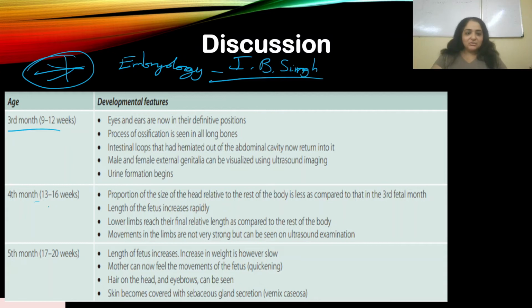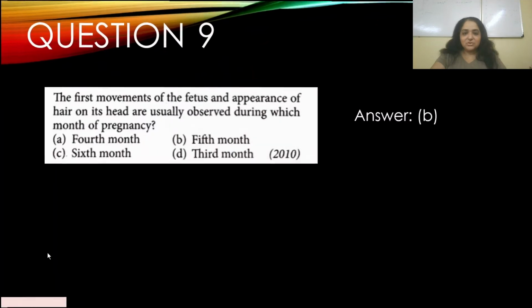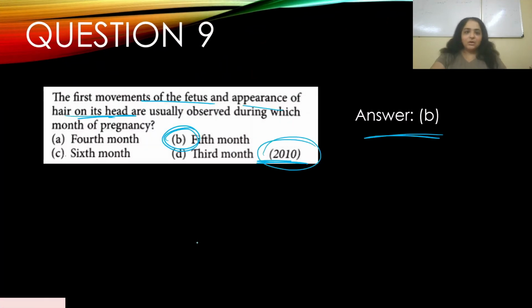So you have 3rd month, the 4th month, the 5th month. Over here you can see the mother can now feel the movements of the fetus by 5th month, and hair on the head and eyebrows can be seen. So movement of the fetus and the appearance of hair are seen in the 5th month. You have 6th month, 7th month, 8th month, and 9th month. If you want, you can note this down in your notebooks, although it's not there in NCERT. But if they ever ask you, you know the answer, right? Let me see which year it appeared. It appeared in 2010. Okay, so let's move on.